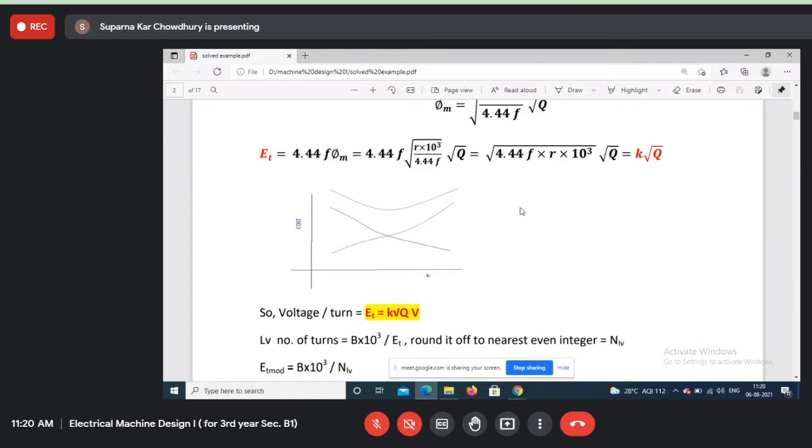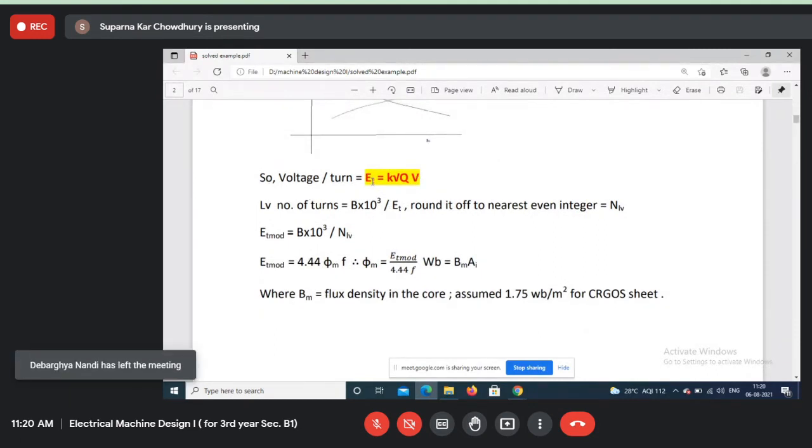It can be proved. We are not going into that proof. It is not required. The total cost curve is like this. It is minimum at this point. So for the designer, our objective is to find this point. Now obviously we have to design the same transformer for different values of K, with more or less the same performance, so that we can find the minimum cost.